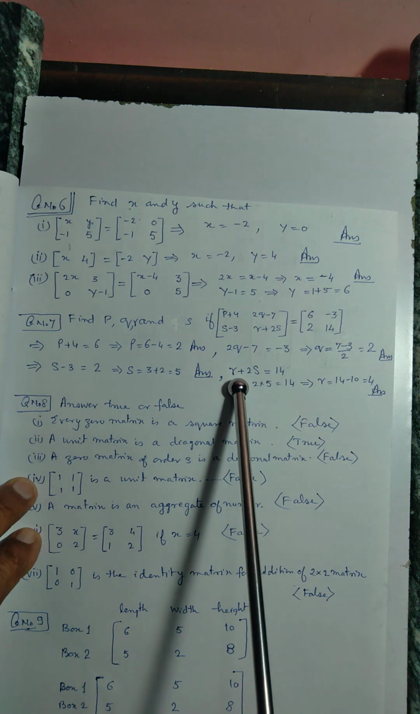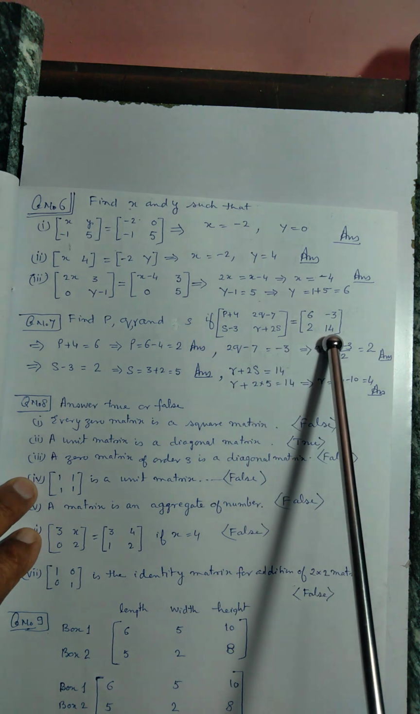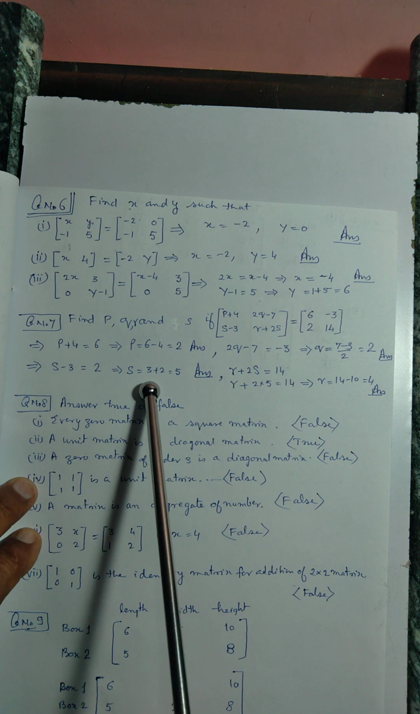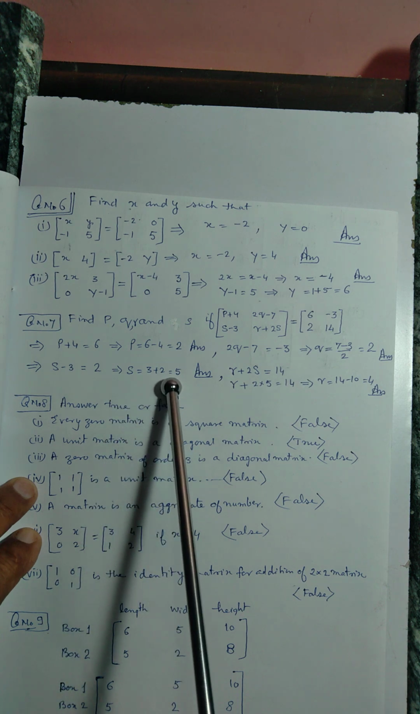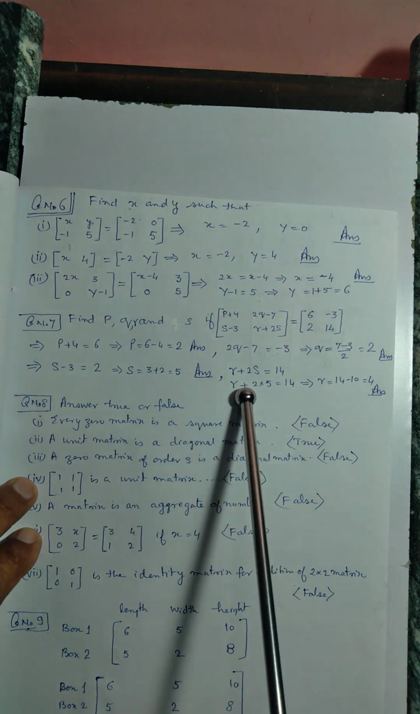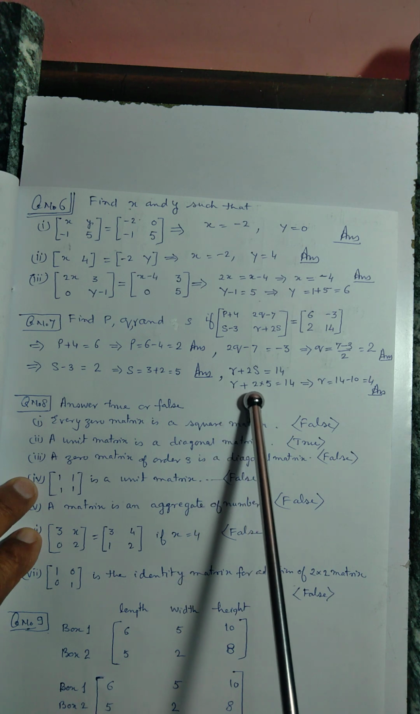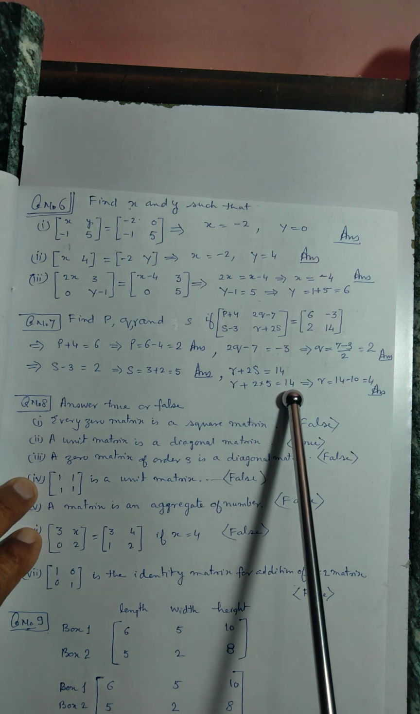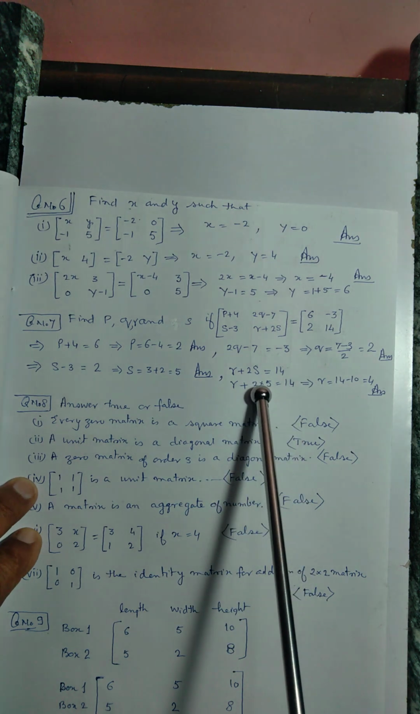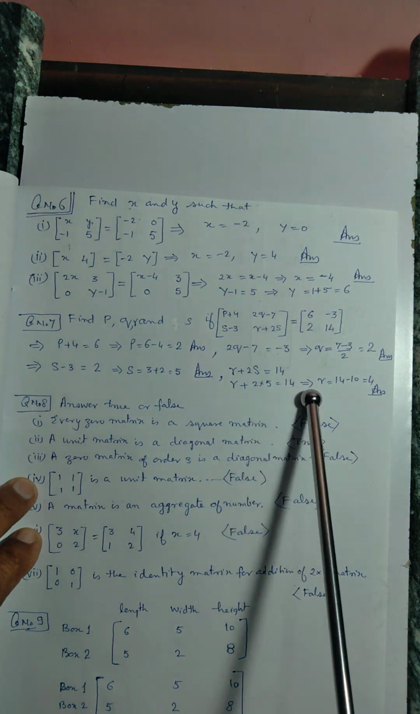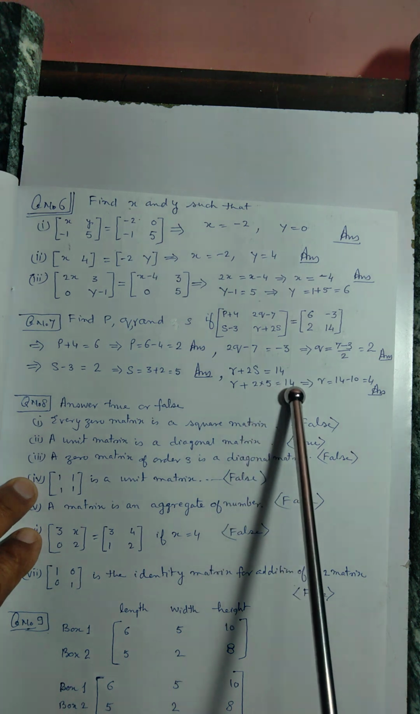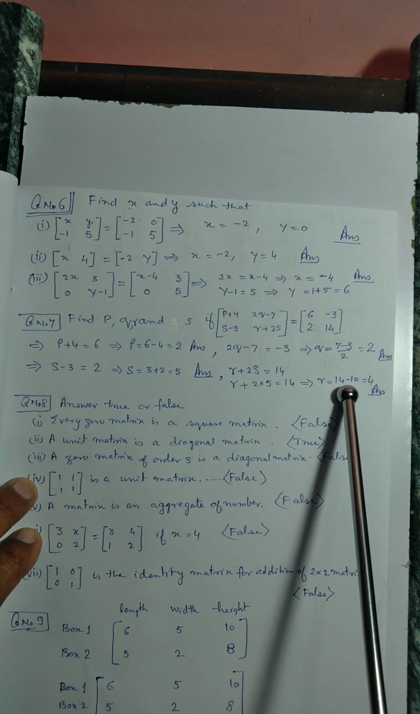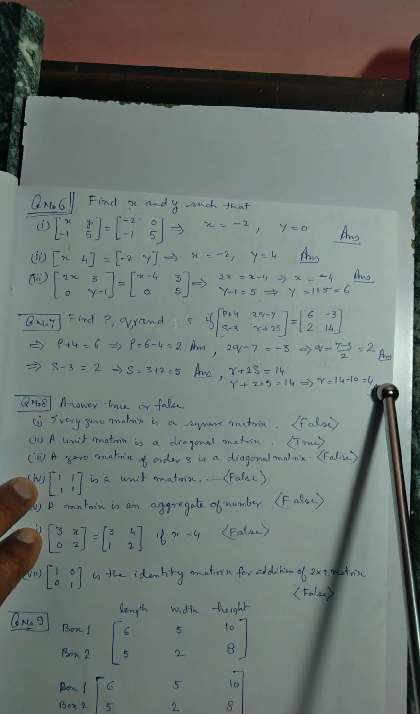Now, R plus 2S is equal to 14. So we have got the value of S here. Substitute the value in this equation. So R plus 2 into 5 equal to 14. Now 2 into 5, that is 10. Transpose this 10 to the right hand side. You will get R is equal to 14 minus 10, that is equal to 4.